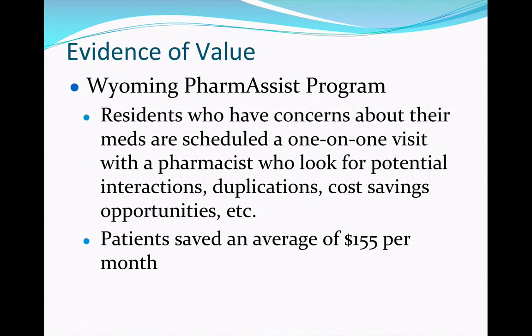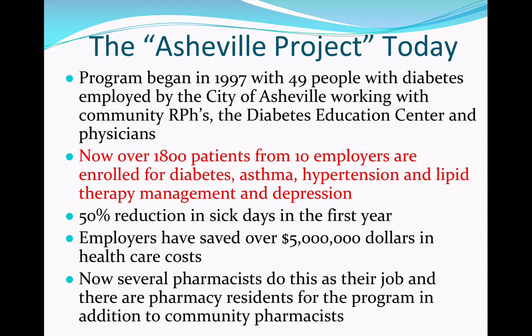Some of the different programs out there have been able to show this. One was the Wyoming Pharmacy Assist program. Basically, in this program, it was a collaborative agreement where residents who have concerns about their meds are scheduled with a one-on-one visit with a pharmacist. The pharmacist's role in that collaborative agreement was they looked for potential interactions, cost savings opportunities, duplications, and provided pharmacy education relating to disease states. And in this study, they showed that patients saved an average of $155 per month.